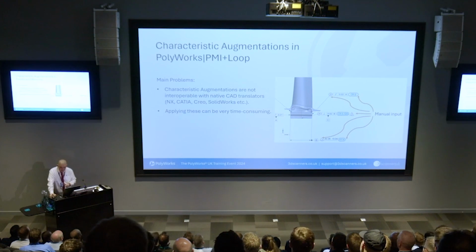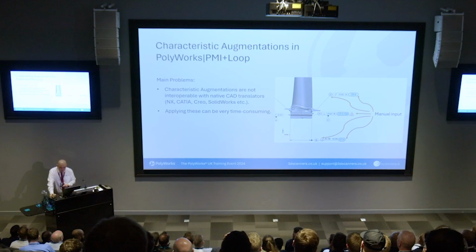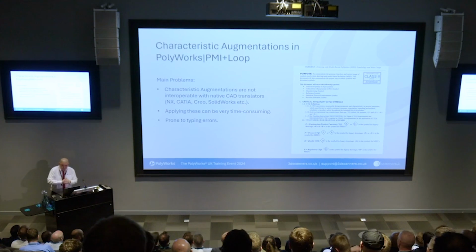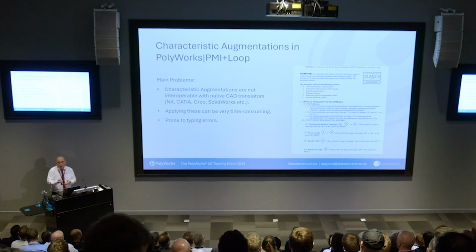They can't necessarily bring in natively these characteristic augmentations. Adding these augmentators can be very time-consuming for the CAD operator as well, having to manually create them one by one. And because of this, it's also prone to errors, whether you're typing in the information or even just interpreting the information incorrectly from the company documentation.